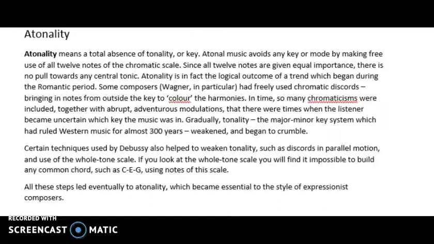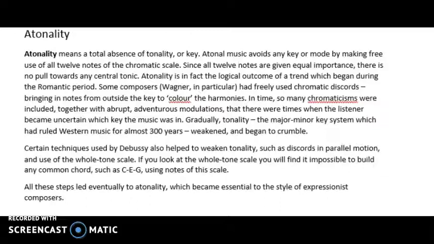The late Romantic composers, we know the word, and late Romantic, we know the composer Wagner as well. He used chromatic discords, bringing in notes from outside the key to color the harmonies. In time, so many chromatic notes were included, together with abrupt, adventurous modulations, that there were times when the listener became uncertain which key the music was in. Gradually, tonality, the major-minor key system, which had ruled Western music for almost 300 years, weakened and began to crumble.